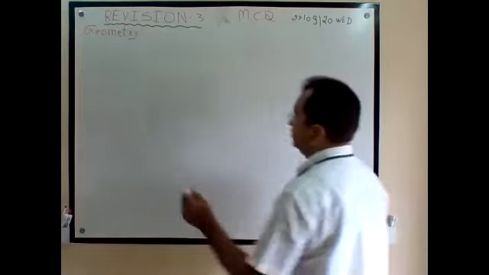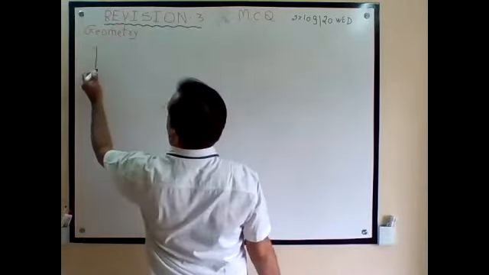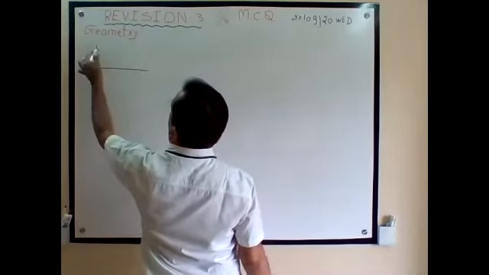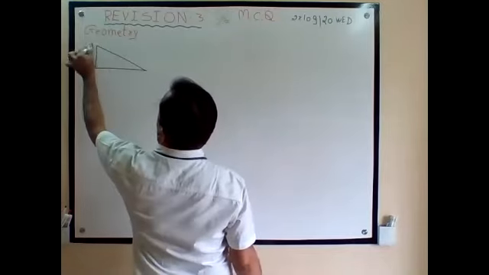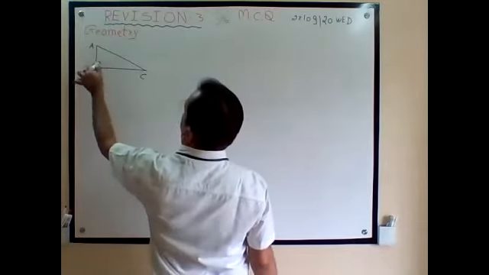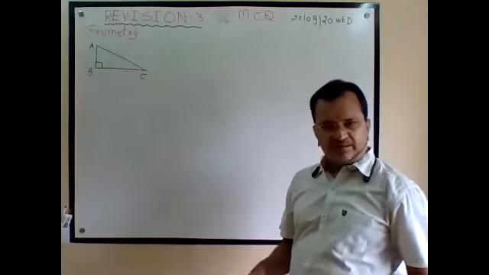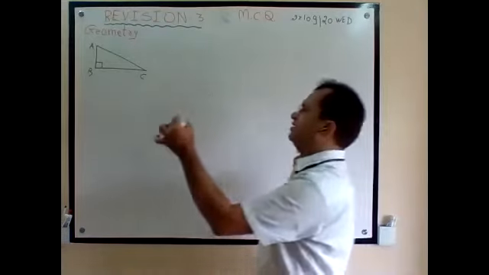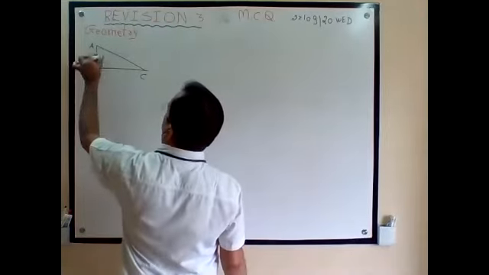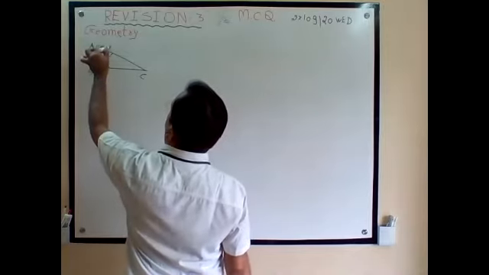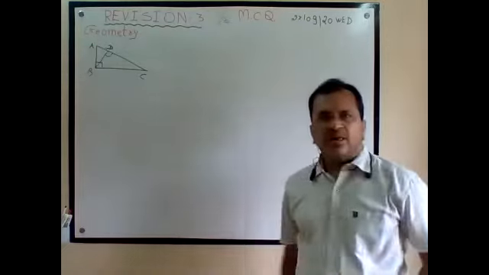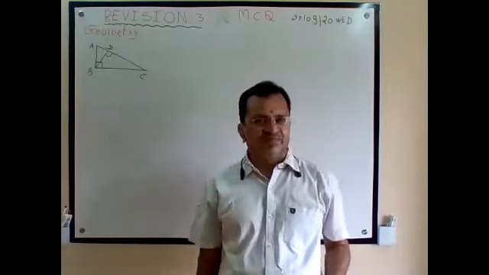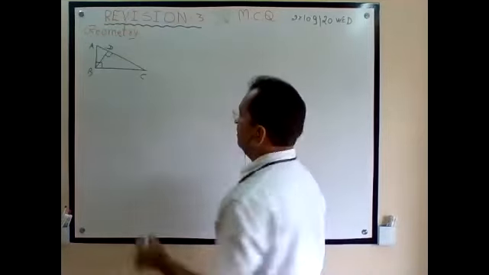This is the geometric mean question. In a right angle triangle, from the right angle, suppose we draw a perpendicular on the hypotenuse. So how do we find that height? For that, there is a formula.